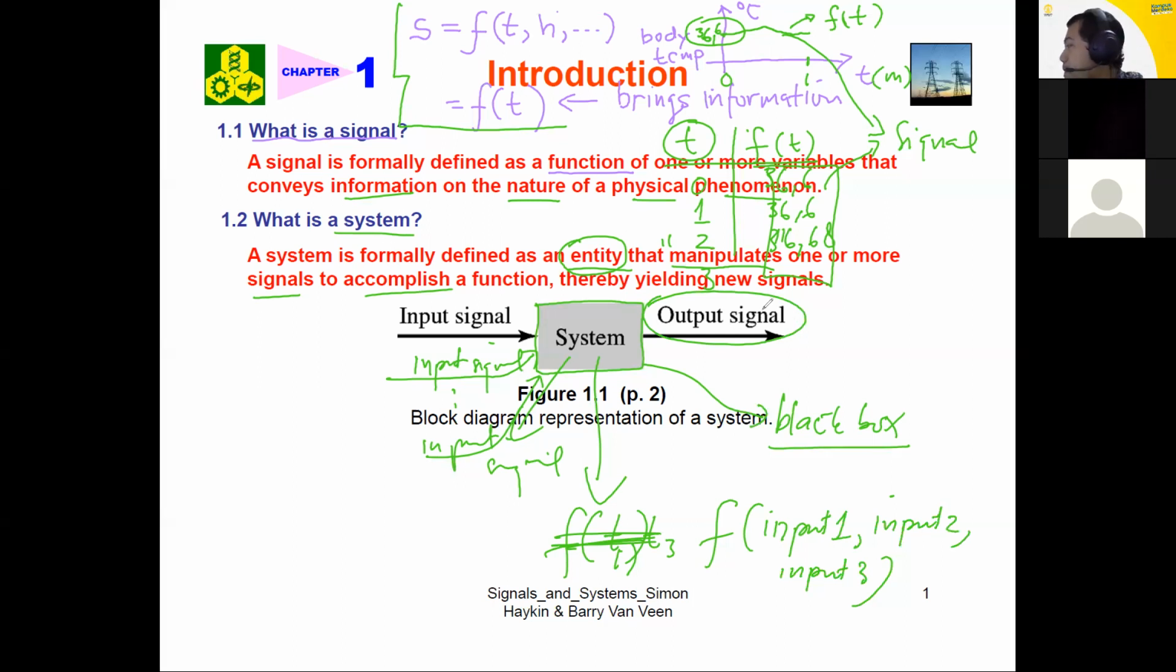Okay. From this first slide, are there any questions? Okay, if not, let's move forward to the next.